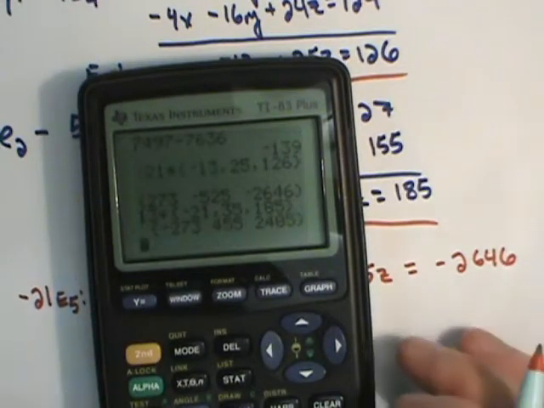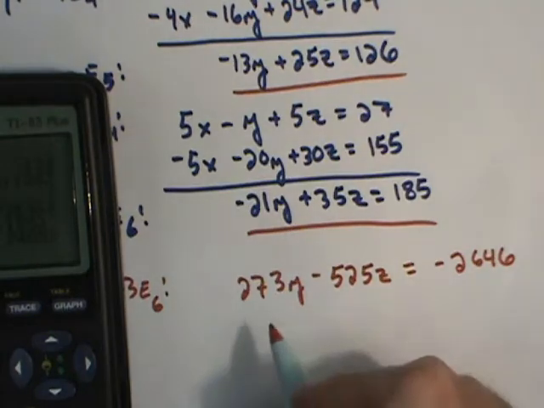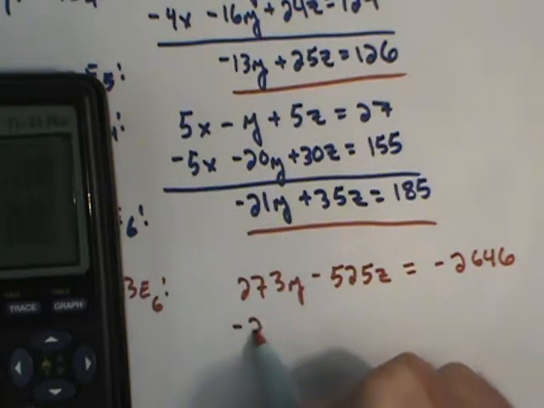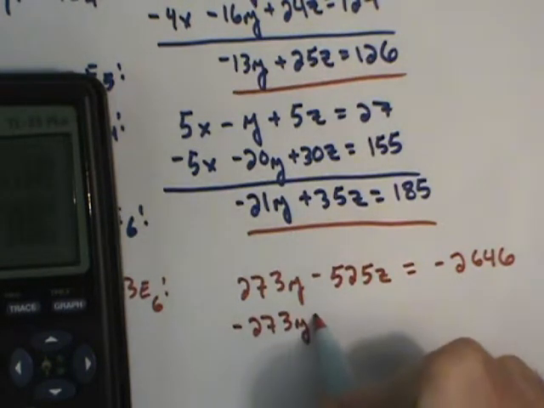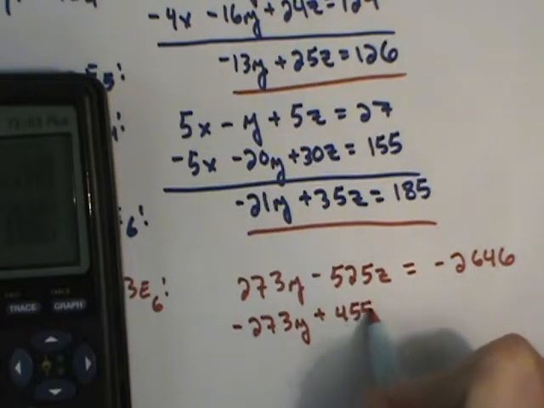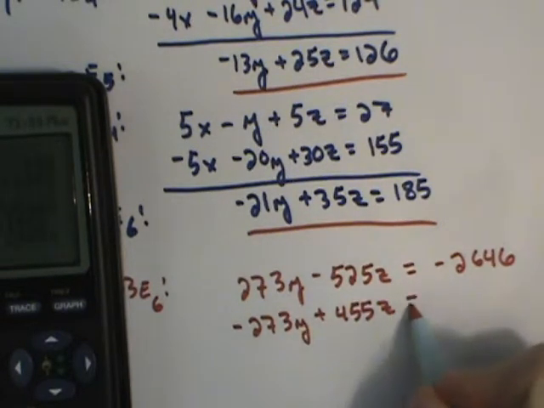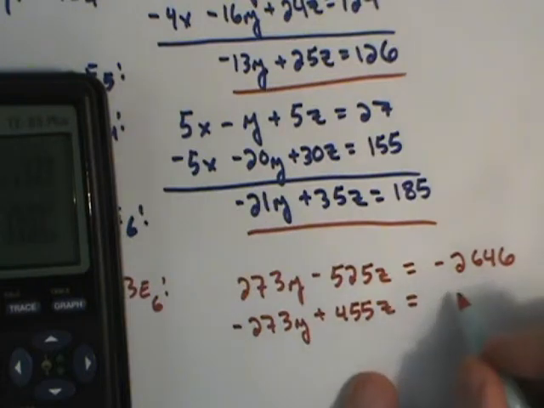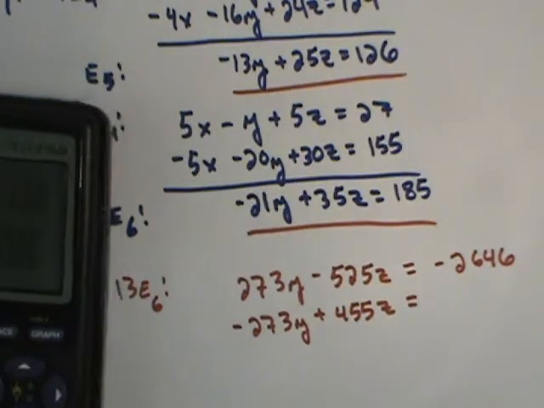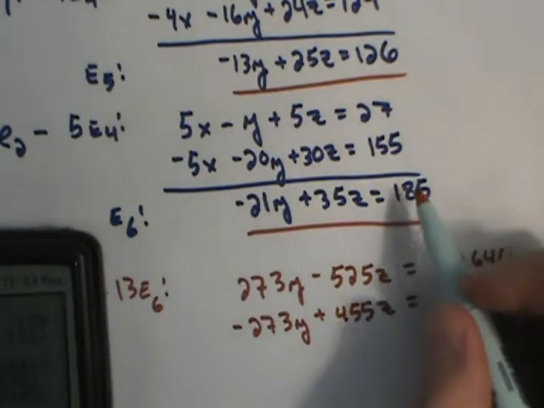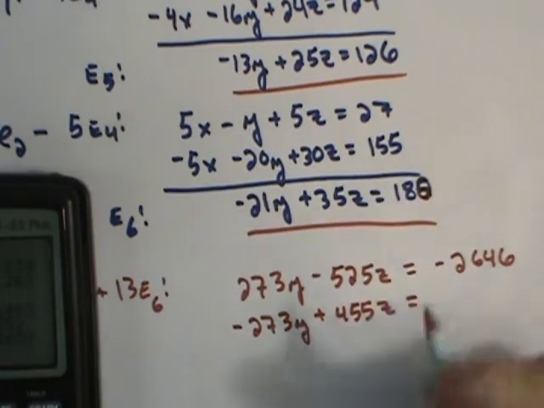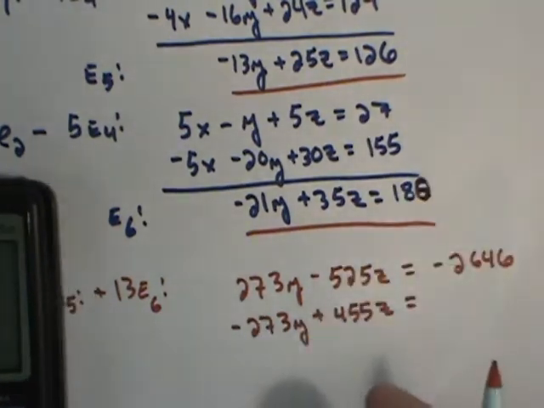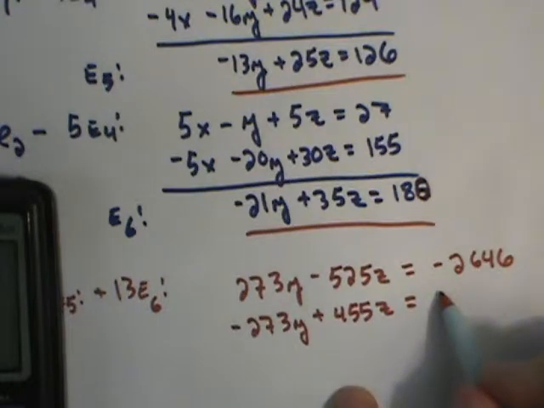I simply hit enter, and notice that this would produce a negative 273y, a positive 455z, so I'm just putting those variables back in there, and then the response to that was 2,405. Uh-oh, did I type a wrong number in there? Oh, that was a 182. Oops. And so if that's 182, when I multiply that, this would be 2,366.